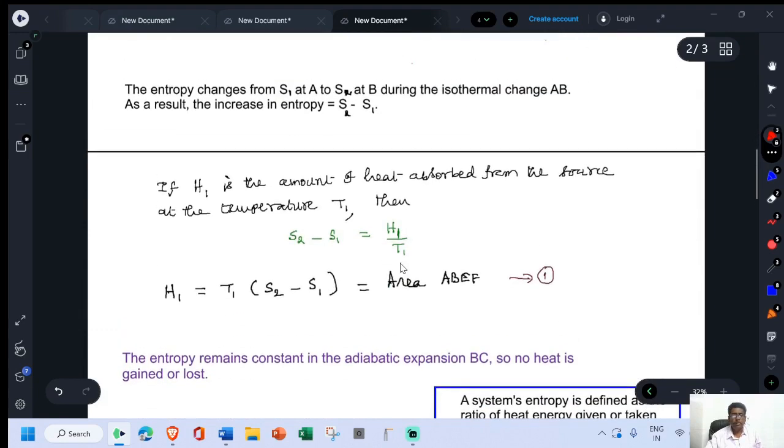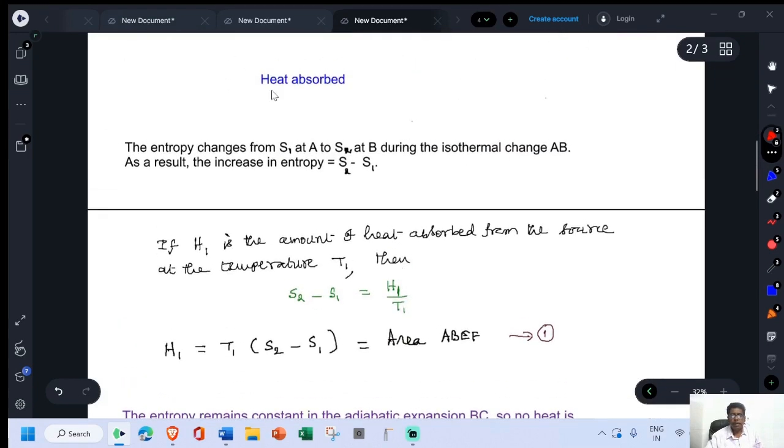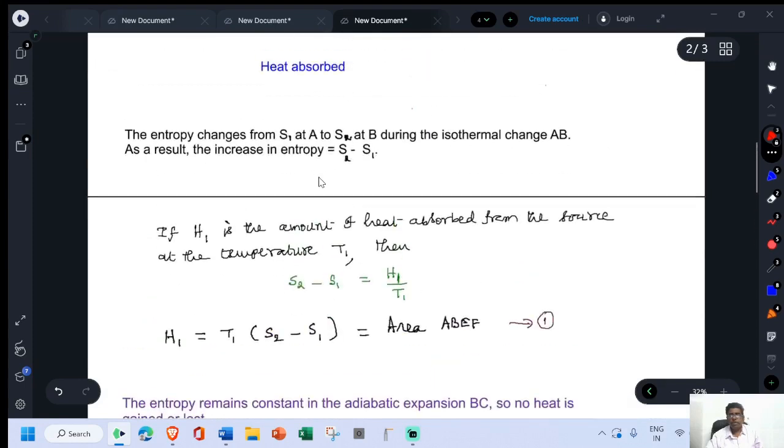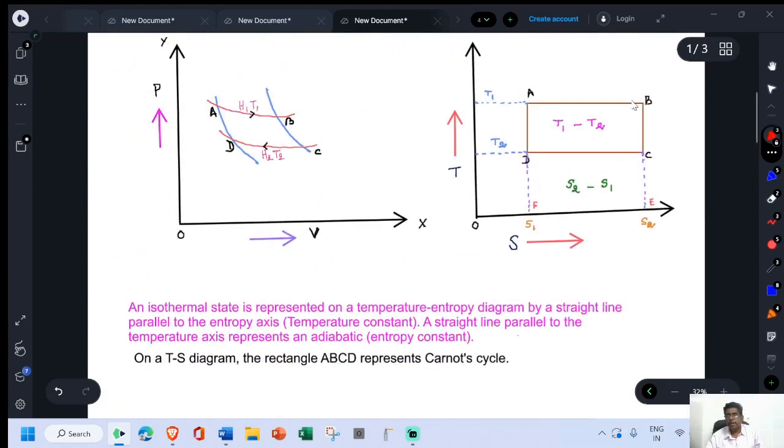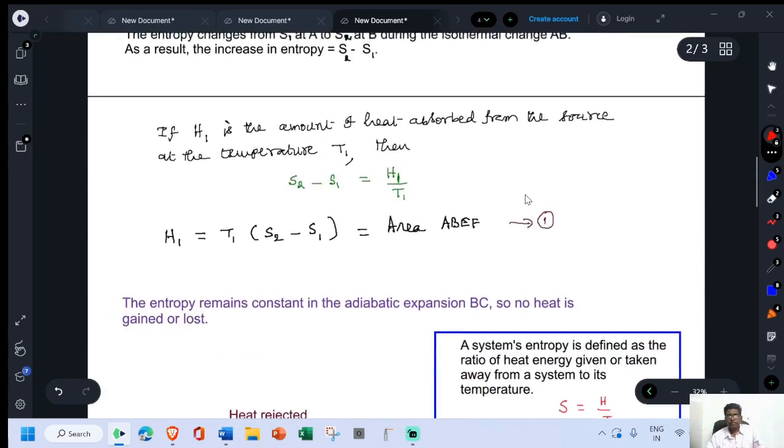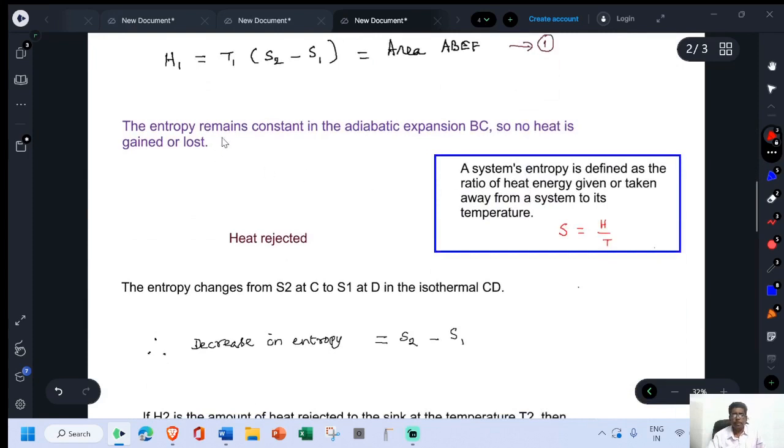This is heat absorbed. Now come to the next line, the line BC. This is an adiabatic line. All along the adiabatic, entropy is constant. The value is S2, but the temperature decreases from T1 to T2. The entropy remains constant in the adiabatic expansion BC, so no heat is gained or lost.